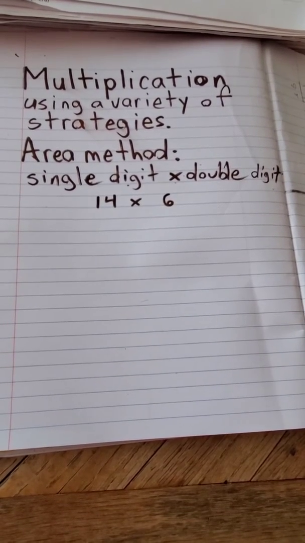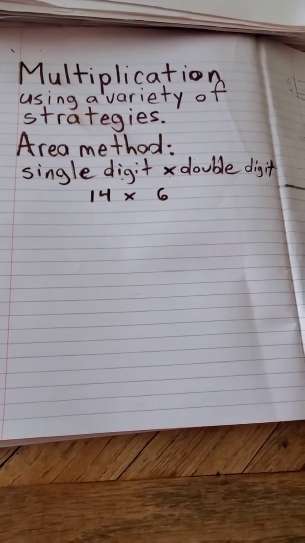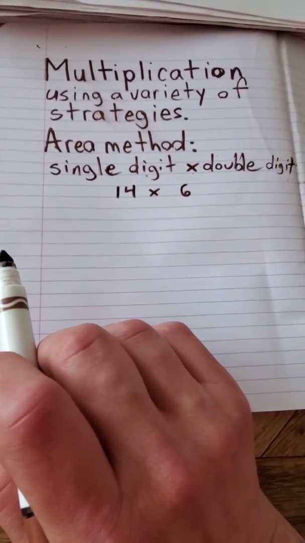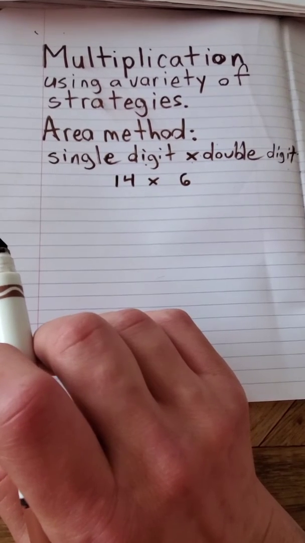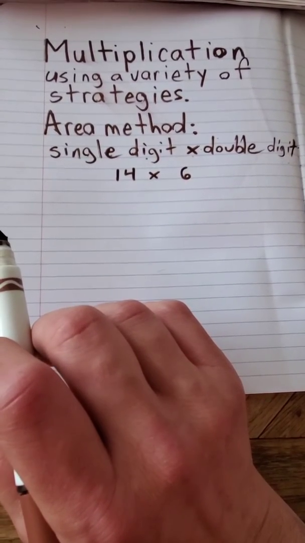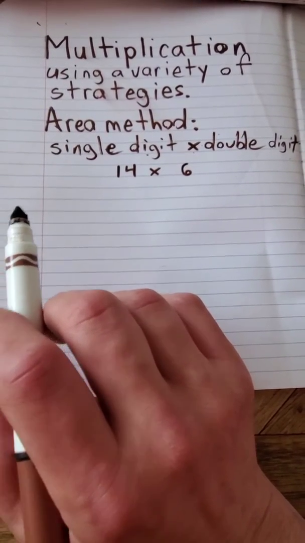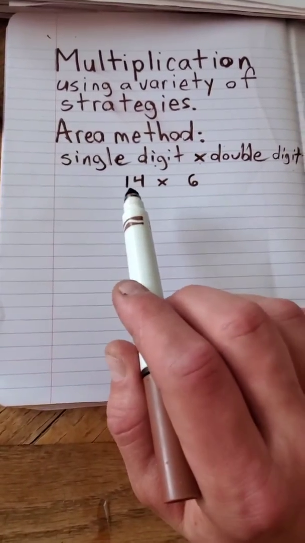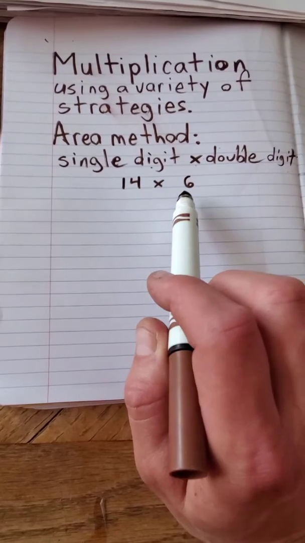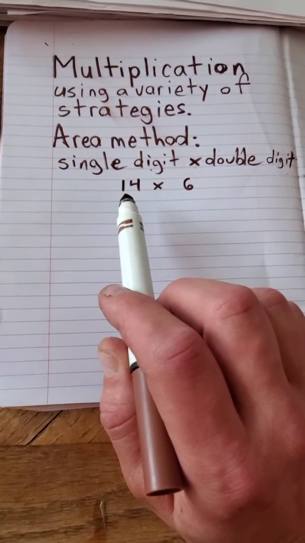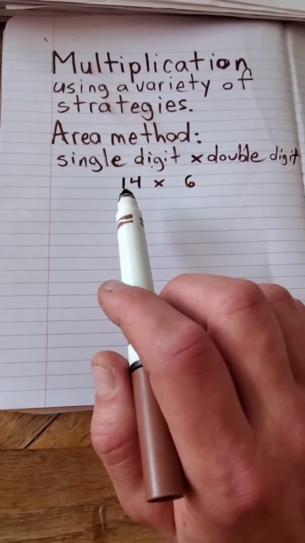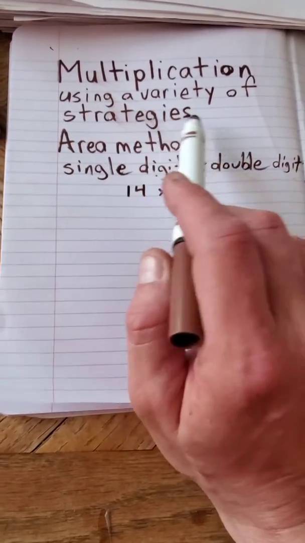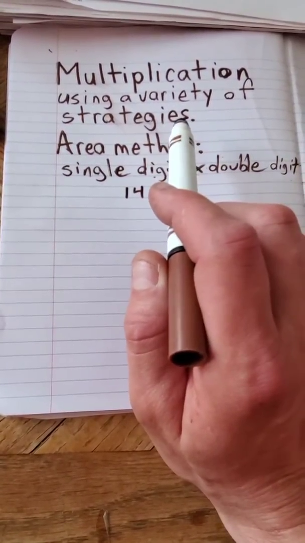So with all of that being said, let's go ahead and practice, shall we? Again, this is just practice. If you even just follow along with me doing this problem, that'll be some good practice. So let's start off with a single digit by double digit problem. Just like we've been doing all week, we are practicing multiplication with a variety of strategies.